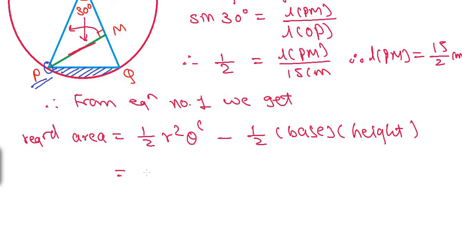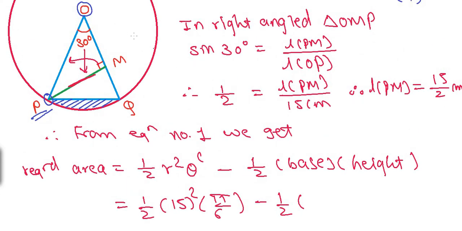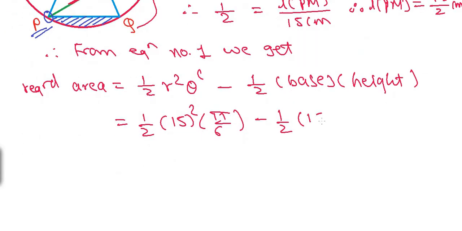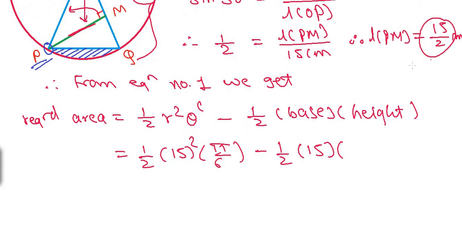Let us substitute the values now. Half into r square theta, that is 15 square into theta 30 degree, which is pi by 6 radian, minus half into base. See the base in the diagram, base is OQ. This is base, which is nothing but the radius of the circle, given as 15, multiplied by height. Height we have calculated, 15 divided by 2.